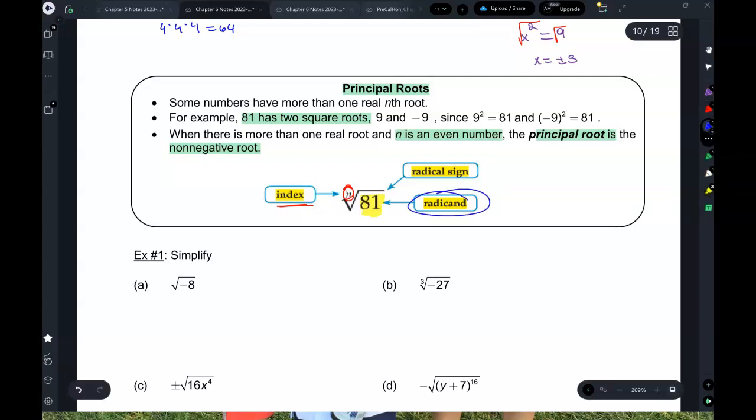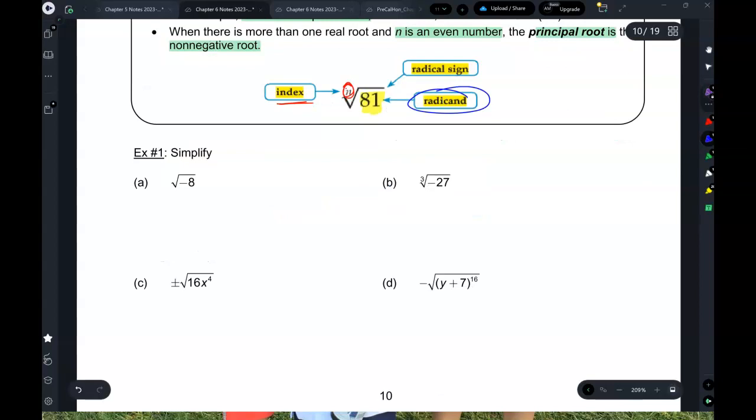Okay, so let's simplify this: the square root of negative 8. We know this from last chapter. What is it?